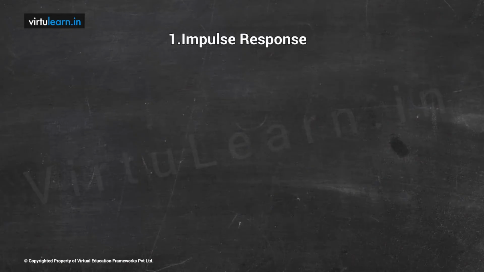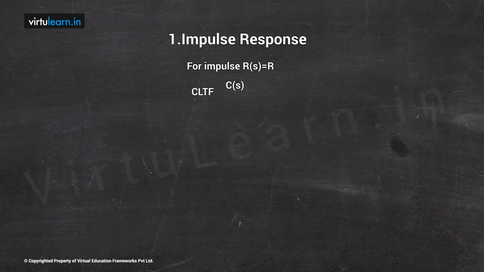Impulse response of the first order system. We know the standard transfer function of the first order system, that is C of s by R of s is 1 by 1 plus sT. So I want to find the response of the system. Response is the output, that is C.